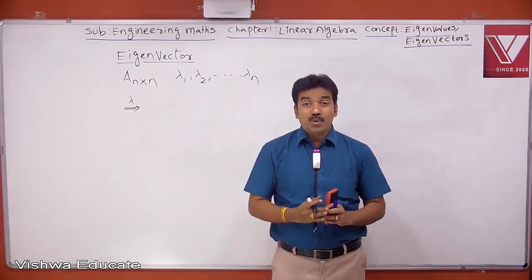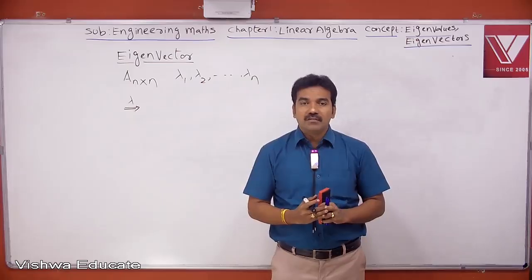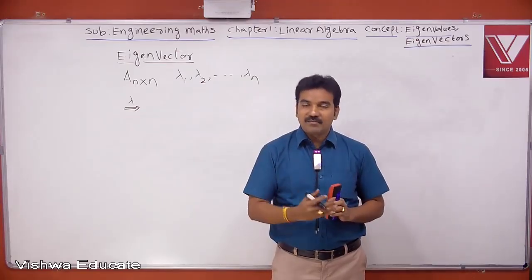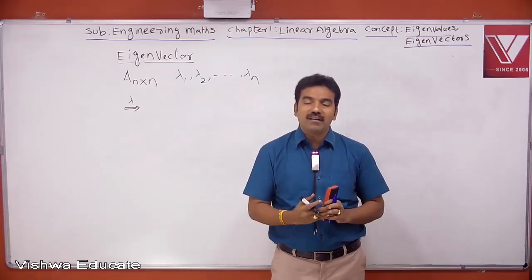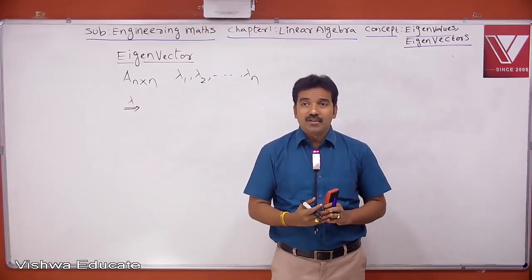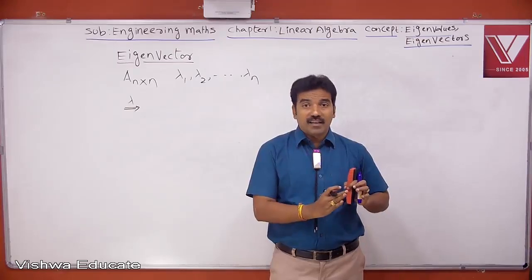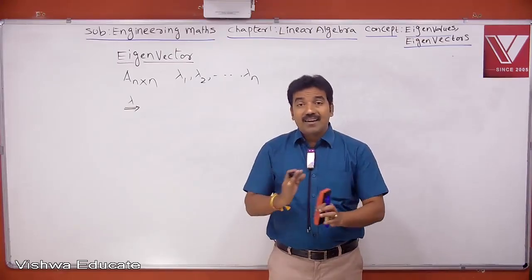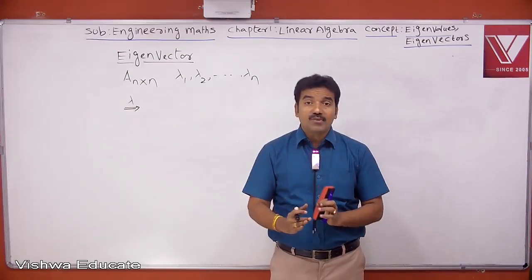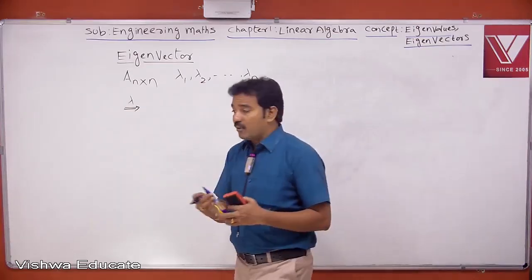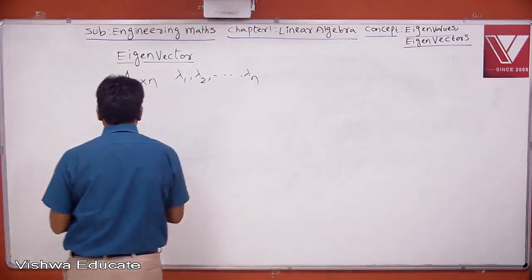Now my task is to establish a relation which connects the matrix A, which we call the original matrix, the eigenvalue lambda and the eigenvector x. So I must establish a relation between the original matrix A, eigenvalue lambda, and some matrix. In our context we call it an eigenvector. Let us see what will be the structure of the eigenvector.